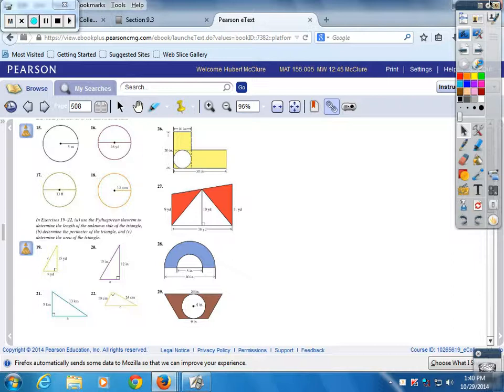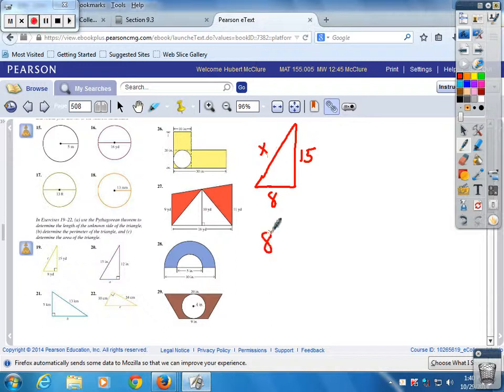We'll just work them over there on the side. The first one says 8 yards. I don't really care about the units; you can write those in the answer. And X. So that's going to be 8 squared plus 15 squared is equal to X squared. That's 64 plus 15 squared, which is 225, equal to X squared. And that's 289.